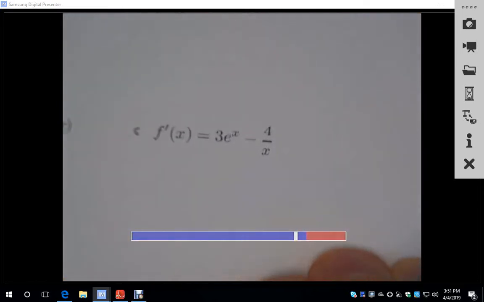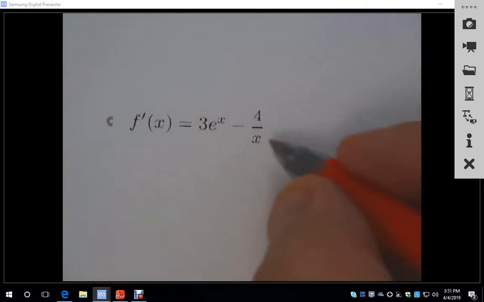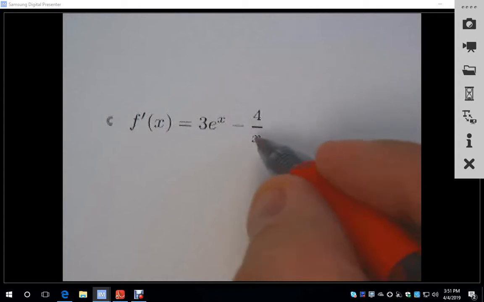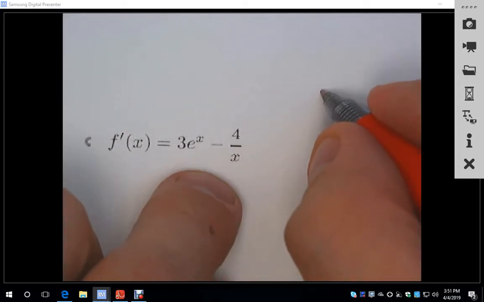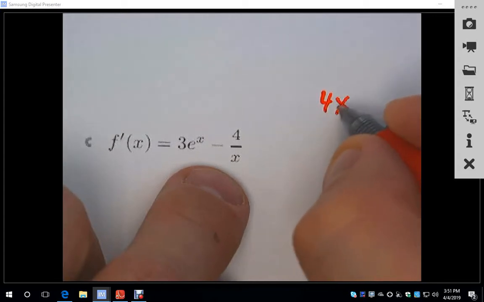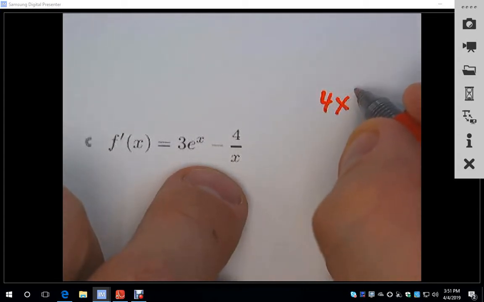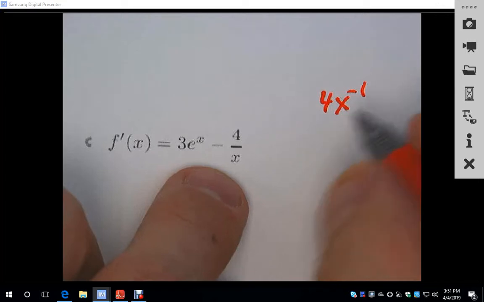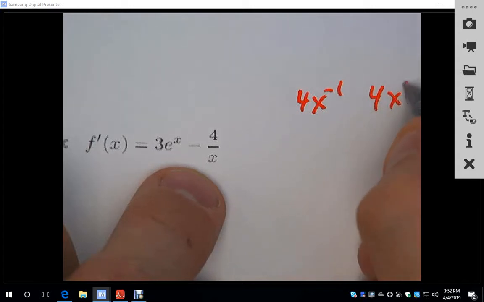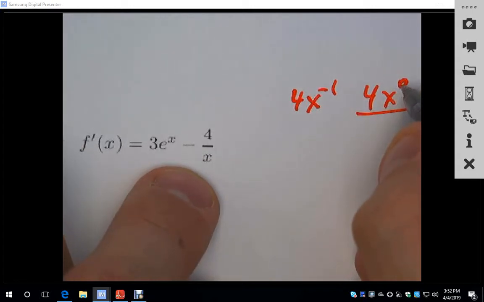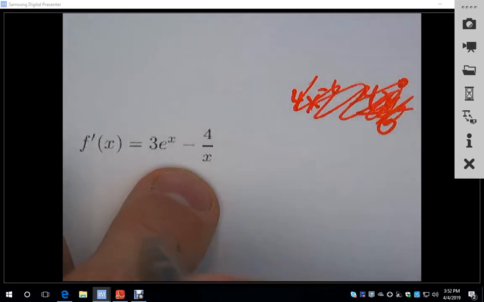The reason I know is that the denominator looks like a linear function here. Let's consider this as 4 times x to the power of negative 1. If we try to take the integral, we add 1 to our exponent, which gives us 4 times x to the power of 0 over our exponent of 0. Well, this is undefined. Because this is undefined, we really need to use our ln function.